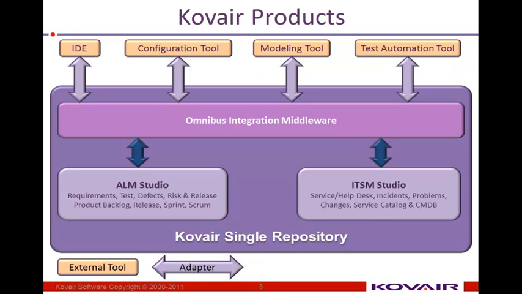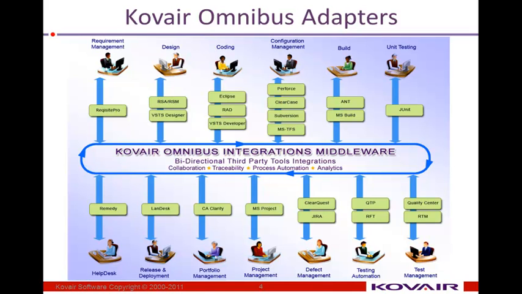Now let's talk about the Kovair products. So Kovair has basically three products: ALM Studio, which is the implementation of either the more traditional methodologies or the agile methodology; ITSM Studio, which is the implementation of ITIL version 3; and the Omnibus integration middleware. The customers can buy any of these products individually or in any combination. These are the different adapters available for a number of different tools. These are the Omnibus adapters. As you can see, for different ALM functionality, we have adapters for multiple different tools from different vendors available.